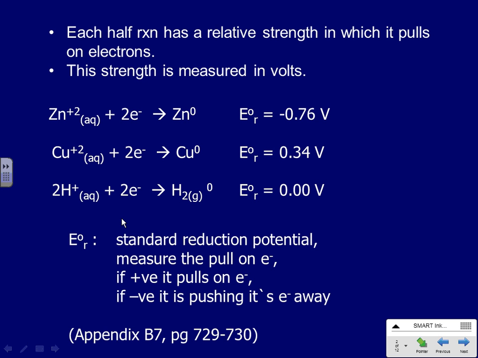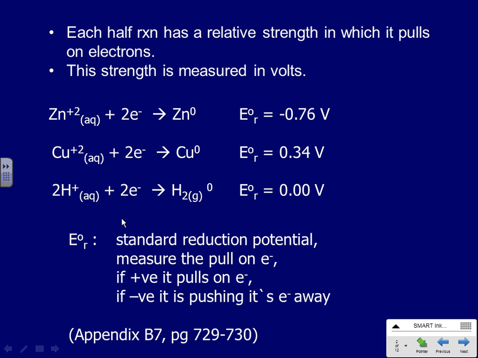When it comes to standard reduction potentials, the potential isn't gravitational potential energy, but electrical potential energy. And so each of these electrons has a potential to do something, to either be pulled towards an ion or pushed away from an ion, all right?